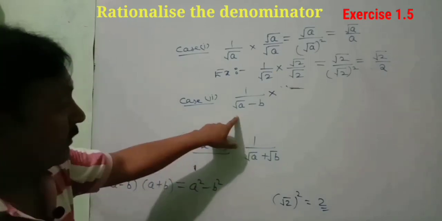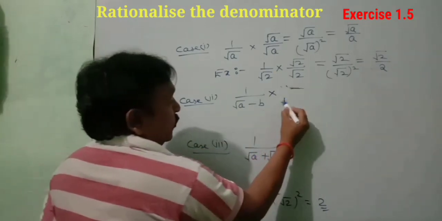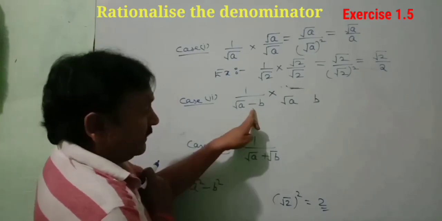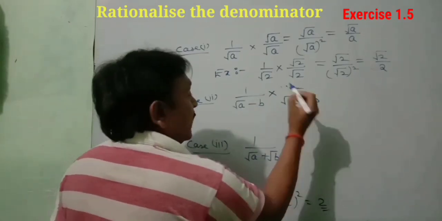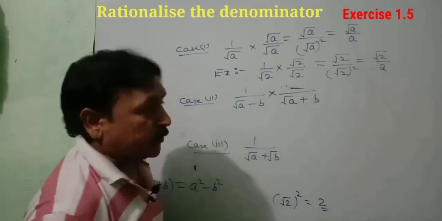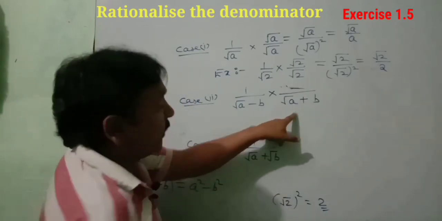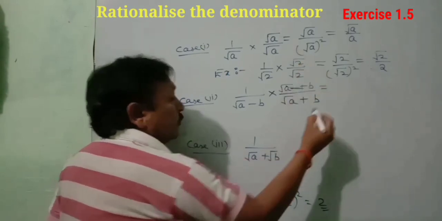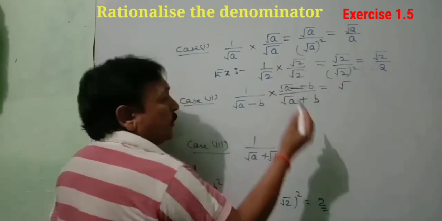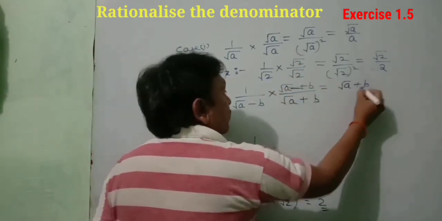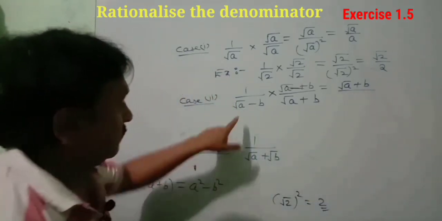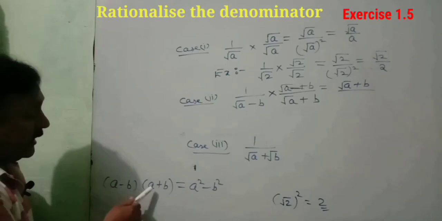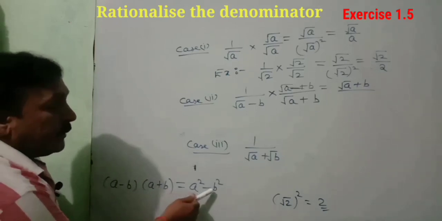So this will work. We want the same thing: root a will be there and b will also be there, but here it is negative, which means we have to multiply by positive. Understood? And if we do it in the denominator, we have to do it in the numerator also. So root a plus b into 1 becomes root a plus b, and in the denominator we can now use our formula a minus b, a plus b, which gives a square minus b square.